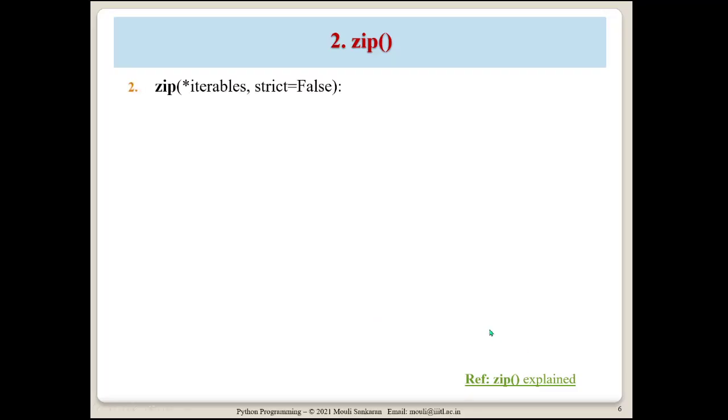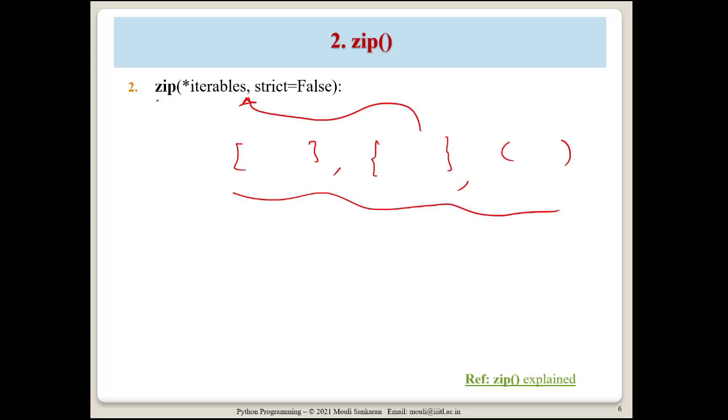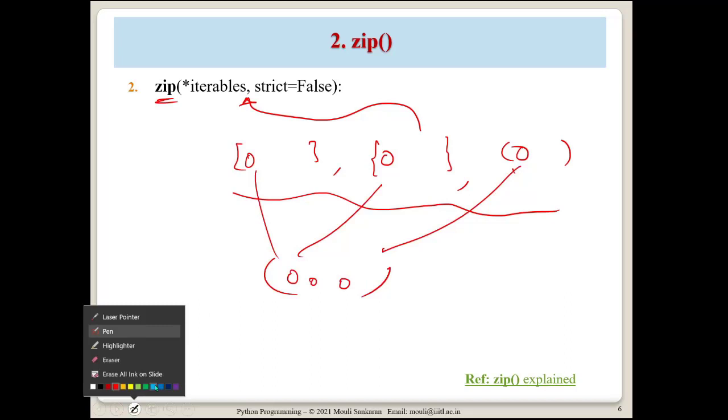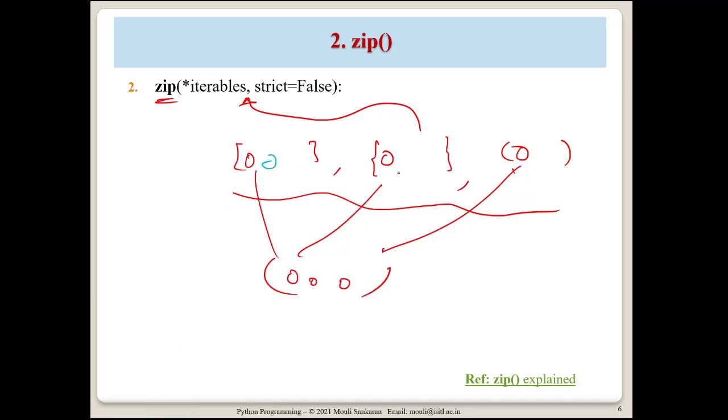Okay, so let me repeat again. Any number of iterable objects can be passed to zip. It will pick up all the first elements and give you a tuple, and then it picks up the next elements and forms another one.